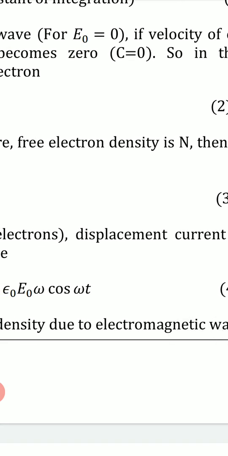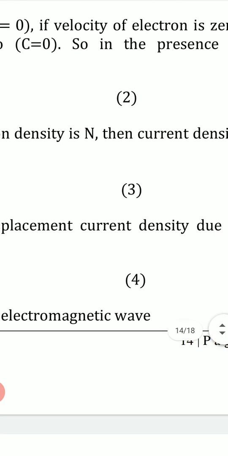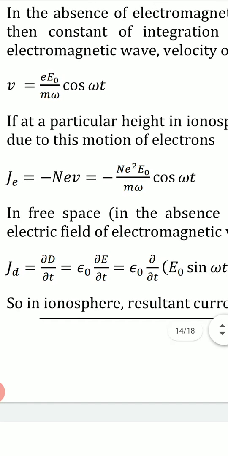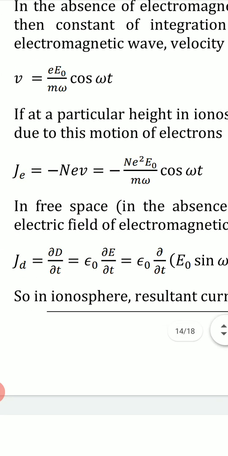It is the number of electrons, free electrons per unit volume. Then the current density due to this motion of electrons will be Je. It is the current density due to motion of electrons. It is minus N e V, where minus e is the charge on the electron, capital N is the number of electrons per unit volume, and V is the velocity of the electron, which is due to the electromagnetic wave. Put this value of V, then the current density Je becomes minus N e square E0 upon m omega cos omega t.